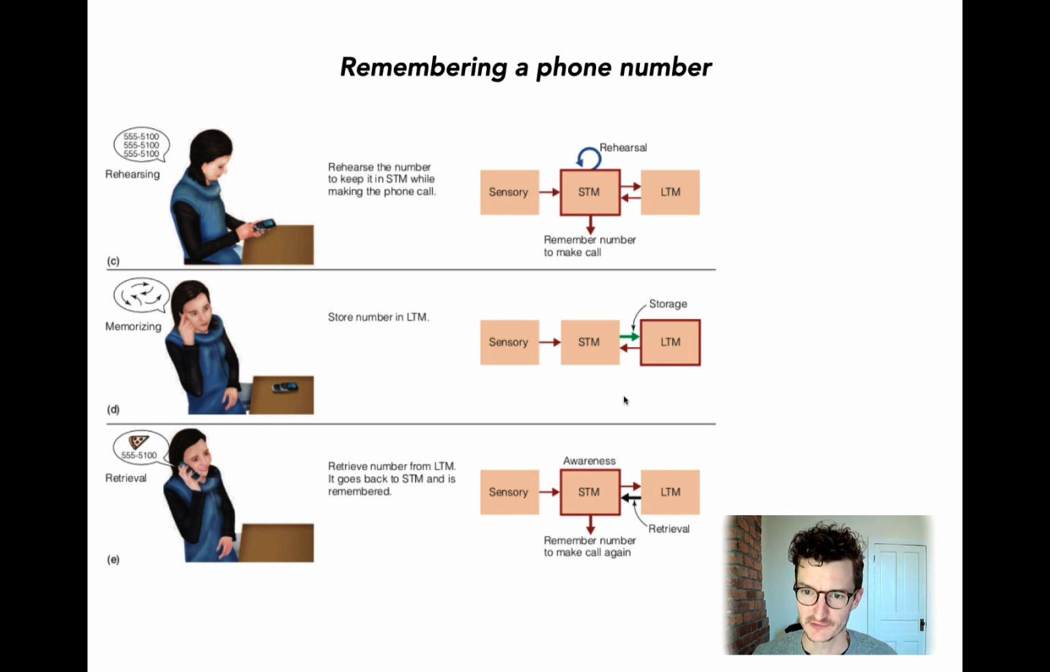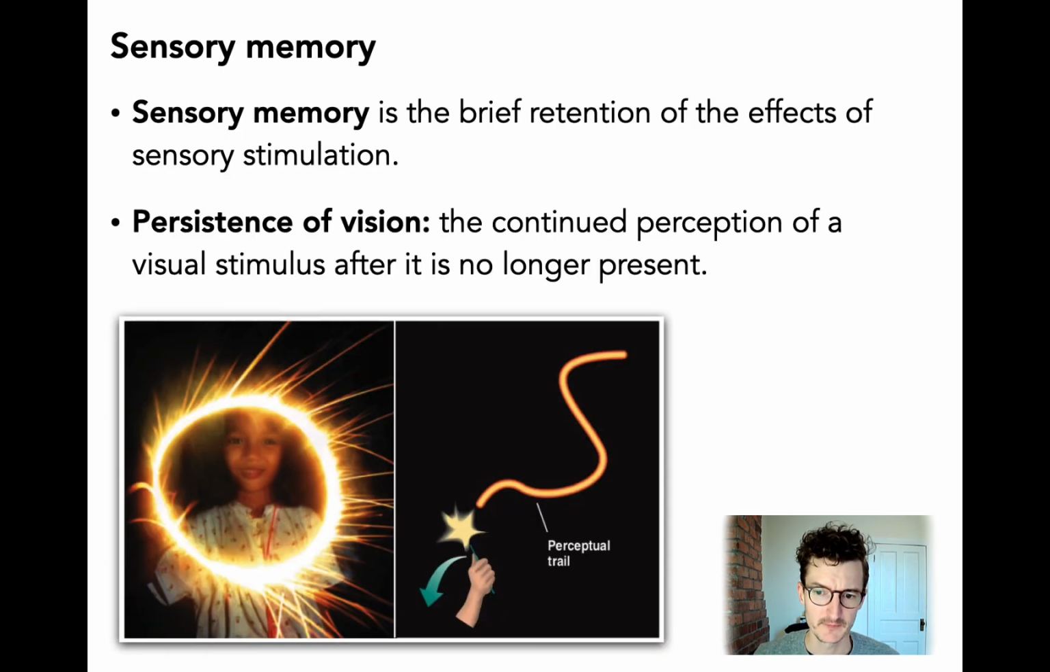So let's focus on the first box, sensory memory. What is sensory memory? Sensory memory exists for all of our sensory systems, and we can simply define it as the brief retention of the effects of sensory stimulation. Okay, so if you close your eyes for a brief second, about half a second, the image that you were looking at should persist. When I finish speaking, again, for about 1 to 2 seconds, the sound of my voice should actually bounce around in your brain.